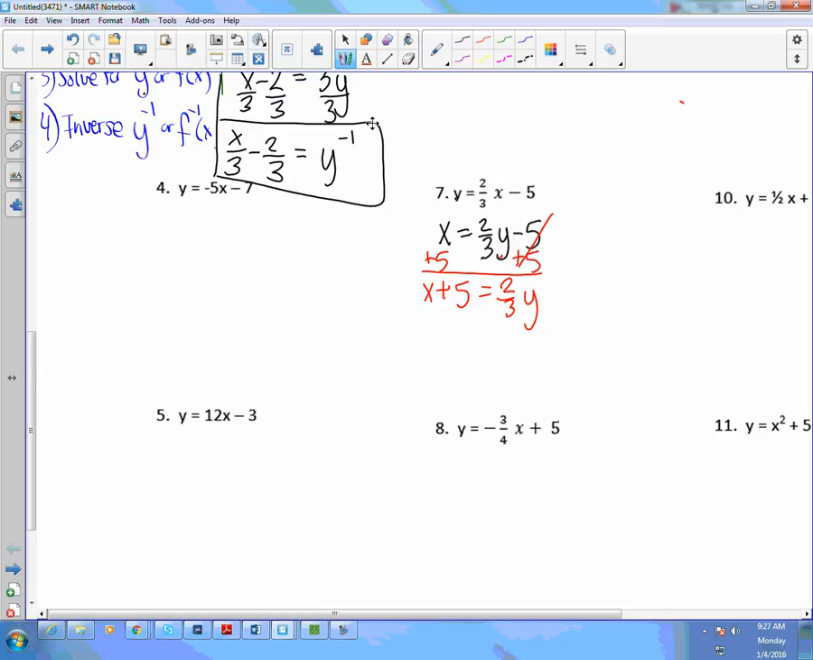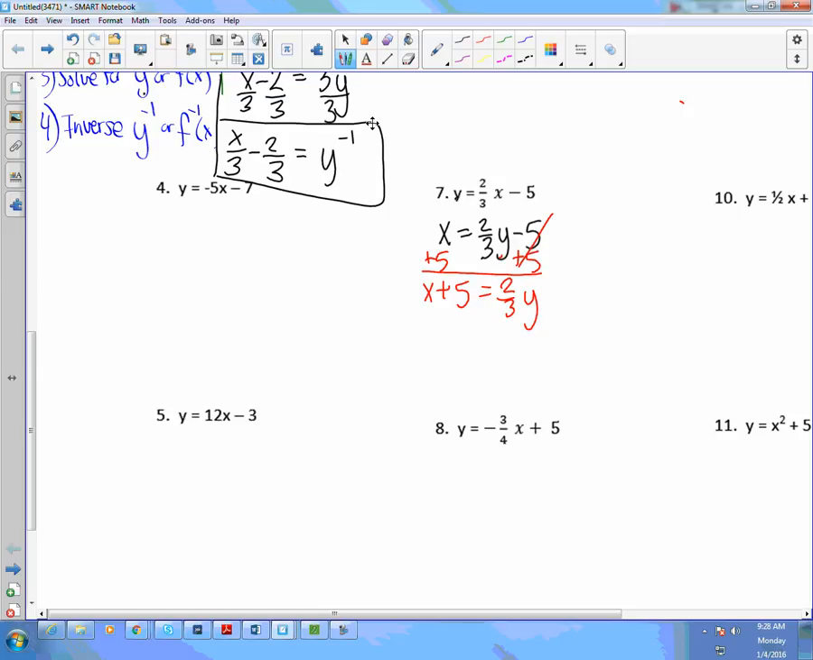Okay, now we have to get y by itself. There are two ways we can do this. One way, in my opinion, looks a little more complicated than the other. This is 2/3 times y, so we could divide by 2/3. That's dividing by fractions. There's a second option. Instead of using division, what's another option we can do to get y by itself?